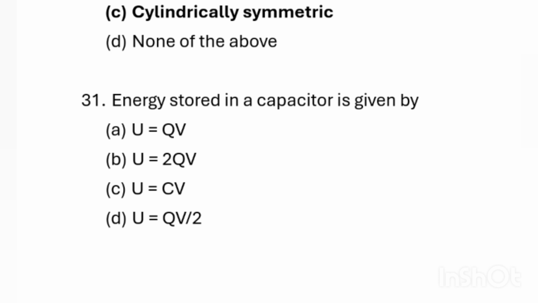Question number 31. Energy stored in a capacitor is given by. Option A, U is equal to QV. Option B, U is equal to 2QV. Option C, U is equal to CV. Option D, U is equal to QV by 2. Here the correct answer is option D, U is equal to QV by 2.